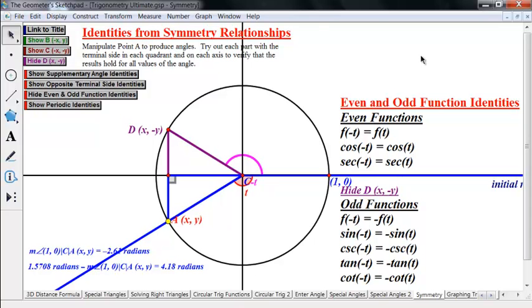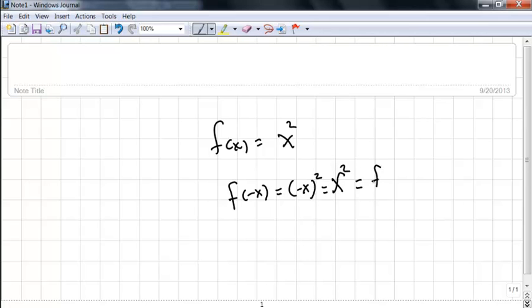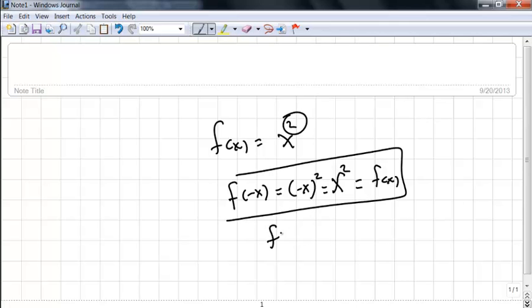Now, you may recall from your algebra class, for example, in power functions, if you have an even power, like x squared, that if you take f of the opposite of x and plug it in for x, it reduces down to the original function. Okay, and this would be true for any even power here. Well, a function that has this property, that f of minus x is the same as f of x, in honor of these power functions, is called an even function.